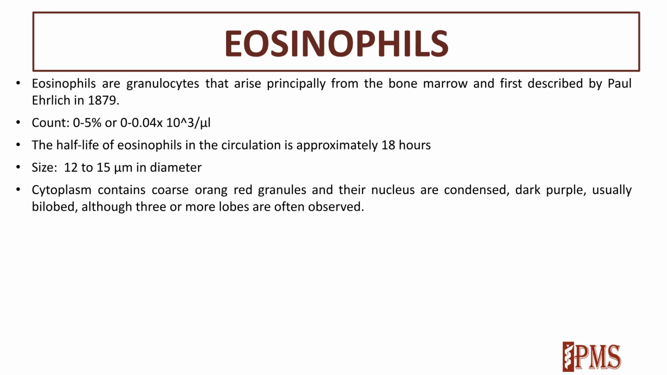Eosinophils are granulocytes originating principally from the bone marrow. They were first described in 1879. Their normal count is 0 to 5% or 0 to 0.04 times 10 to the power of 3 per microliter. Eosinophils are 12 to 15 micrometers in diameter, with a half-life of about 18 hours in circulation.